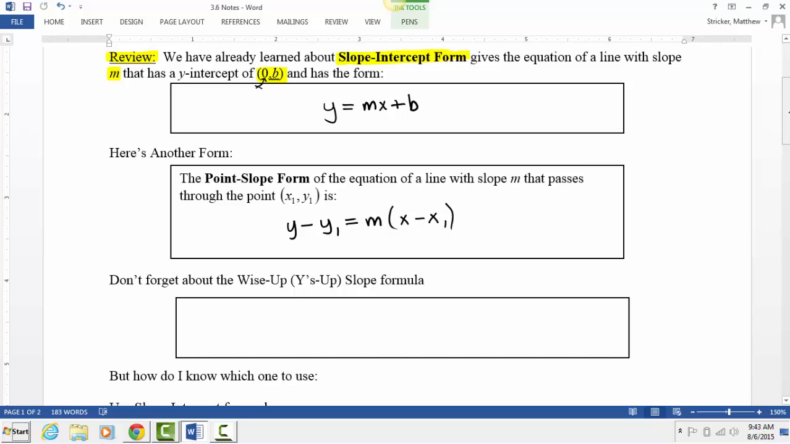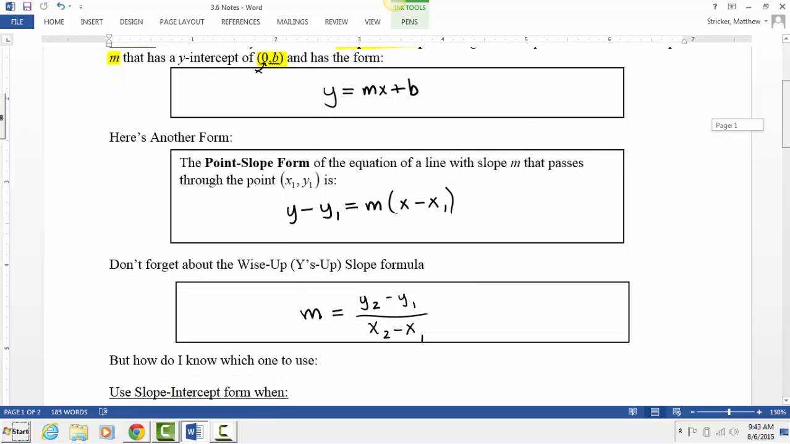And then just as a little bit of review, remember we also talked about the slope formula. How do you find the slope of a line between 2 points, or that passes through 2 points? M is equal to y's on top, y2 minus y1, over x2 minus x1. So we're going to use all these tools today.